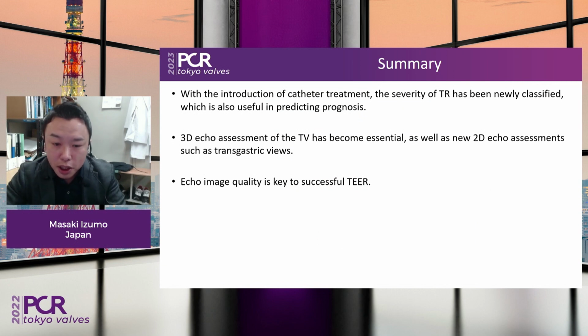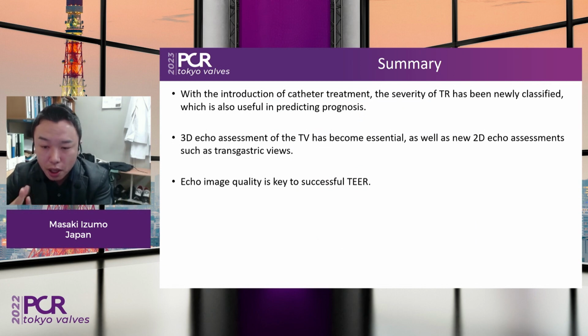In summary, with the introduction of catheter treatment, the severity of TR has been newly classified, which is also useful in predicting prognosis. 3D assessment of the tricuspid valve has become essential, as well as new echo assessment, such as the transgastric view. Echo image quality is also key to successful catheter edge-to-edge repair.